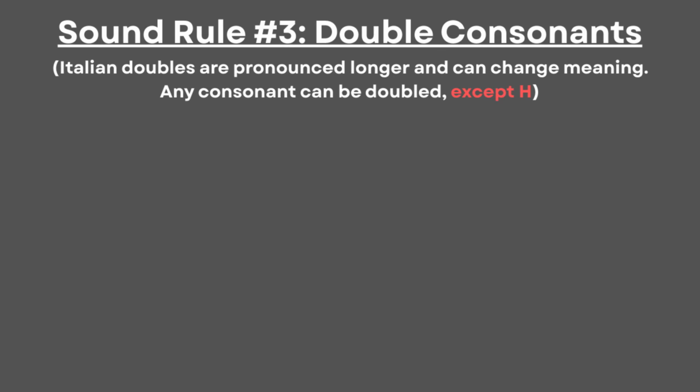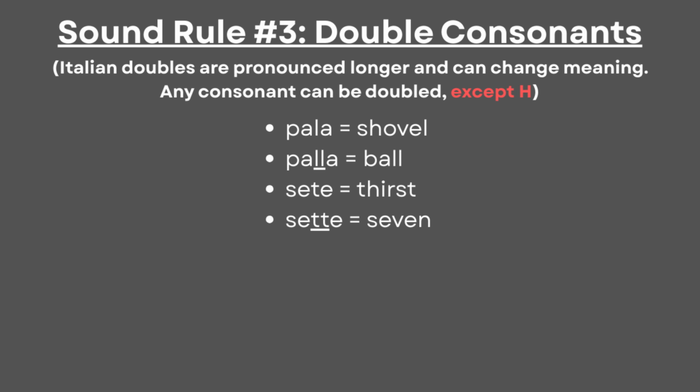The third rule is double consonants, which are pronounced longer and can change the meanings of words. Any consonant can be doubled except H. English does not have this concept, but once you listen to the difference, the pronunciation will feel natural. Some examples are pala, palla, sete, sette.